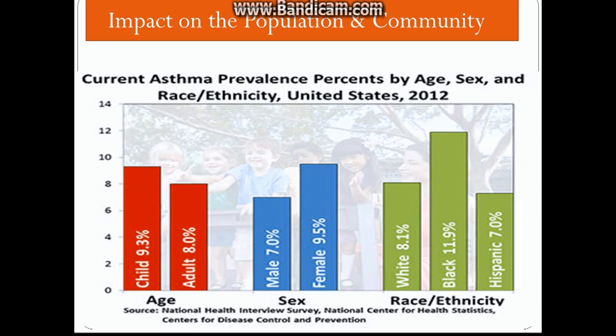More females are prone than the males among adults. If you look at the graph, you see the numbers, and it shows you that the males are 7%, where the females are 9.5%. Related to race and ethnicity, multi-race and black adults are more likely to have asthma than white adults. And the least likely is your Hispanic race. Black children are 2 times more likely to have asthma than white children.